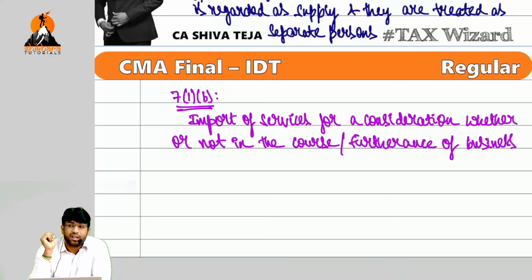Correct, friends? Now tell me, Shiva Teja has taken a Netflix subscription. Netflix is not sitting in India. It is sitting outside India. Shiva Teja has taken a Netflix subscription. That means what have I done? Imported a service. I paid money, no? But did I import it for business purpose? The law is telling that still it is called supply.